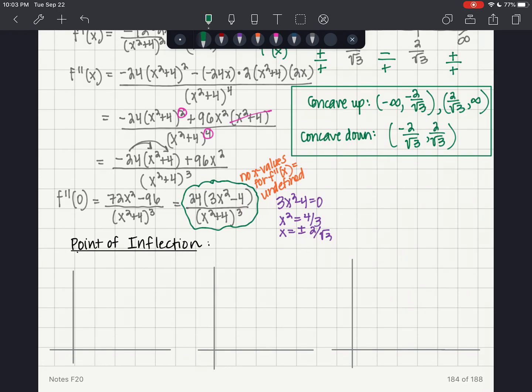Okay, a point of inflection is the point where the graph turns from concave up to concave down. The point of inflection is where the graph changes from concave down to concave up. The point of inflection is where the graph turns from concave up to concave down.